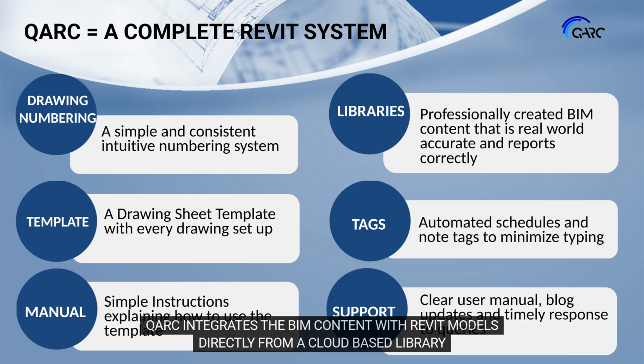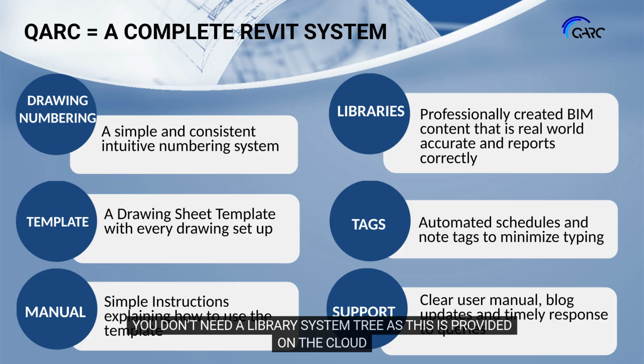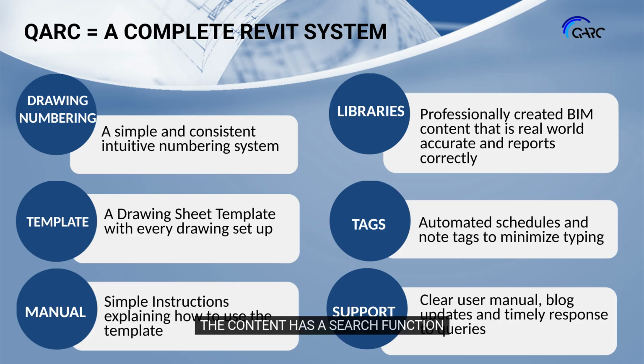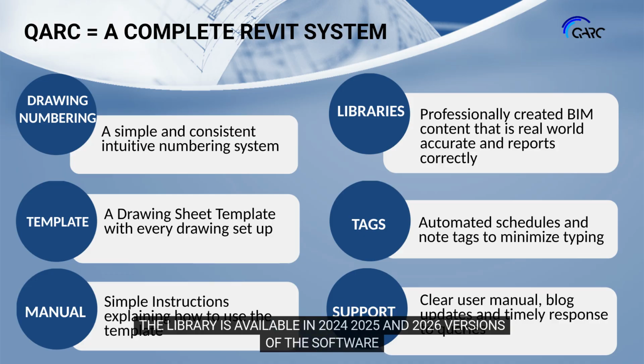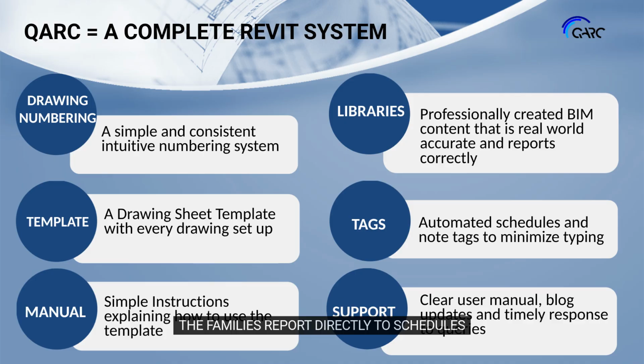QARC integrates the BIM content with Revit models directly from a cloud-based library. You don't need a library system tree, as this is provided on the cloud. The content has a search function. The library is available in 2024, 2025, and 2026 versions of the software. The families report directly to schedules.